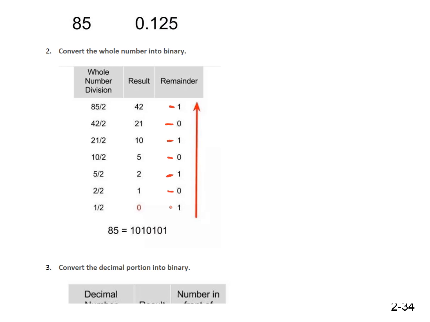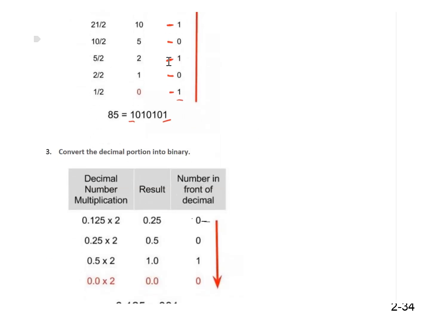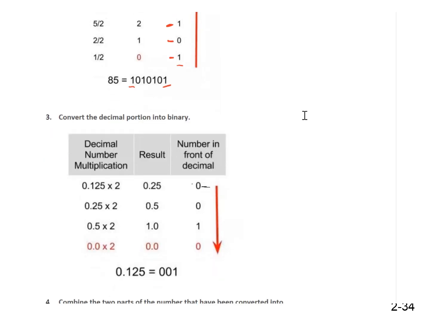1 divided by 2 is 0, remainder 1. And that's when we stop. And then we build this number from the bottom up. So this one is this one, and this one is this one. Then we just park that number on the side, and we'll convert the decimal portion into binary.